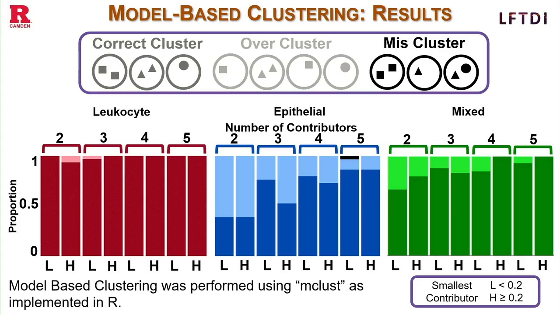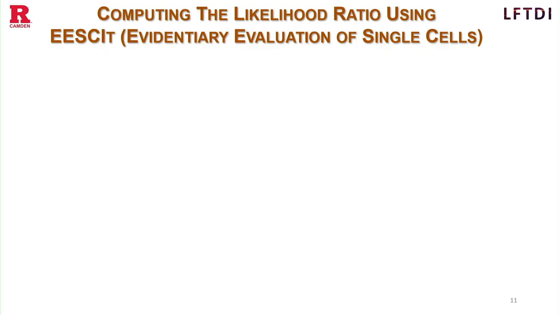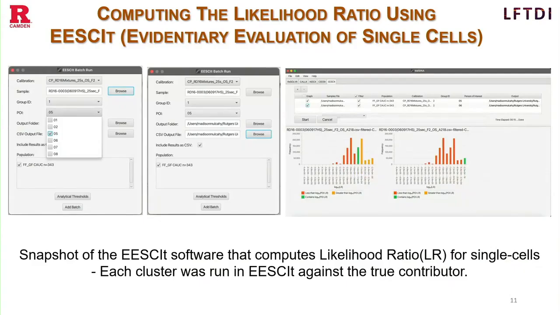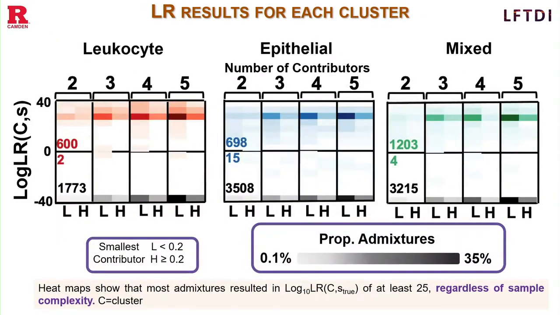So the next step, like I mentioned, is to compute the likelihood ratios per cluster. Thanks to our collaborators, Dr. Lunn helped us develop a software called EZIT. It's evidentiary evaluation of single cells to determine the likelihood ratios per cluster. I won't go much into the details as to what the software does, but this is what it looks like. And let me share with you the data for each cluster.